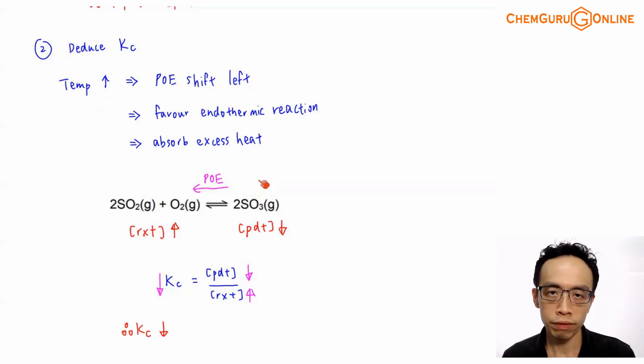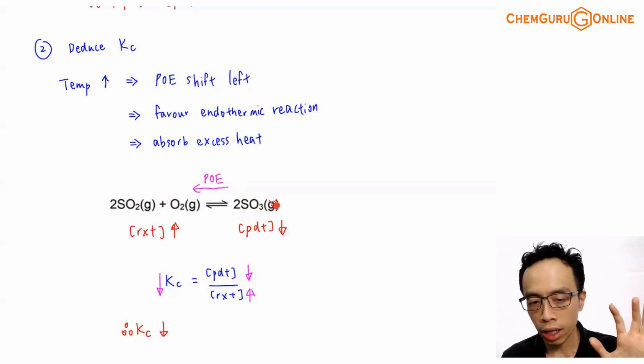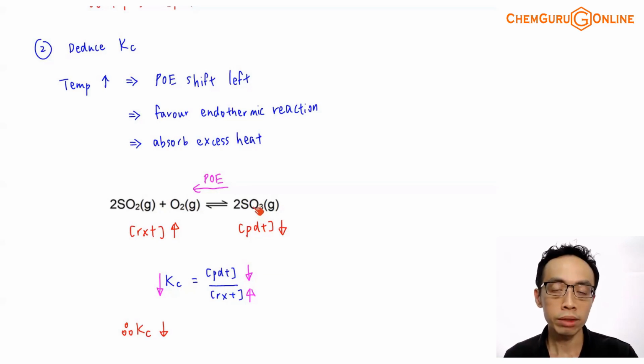So if the position of the equilibrium is shifting towards the left-hand side, basically we are forming more reactants. So the concentration of the reactant is going to go up, and I am using up products. So the concentration of the product is going to come down. And what I can do next is sub this into my Kc expression.